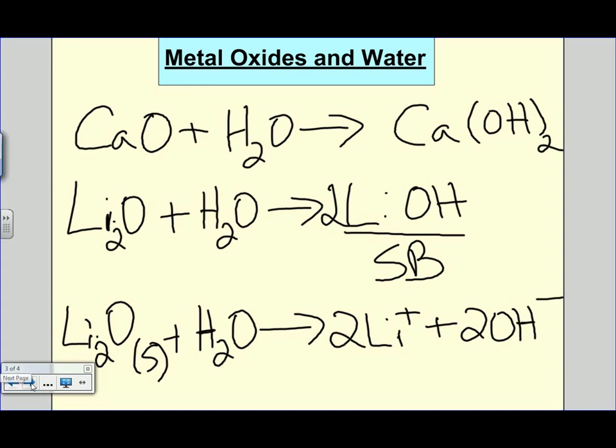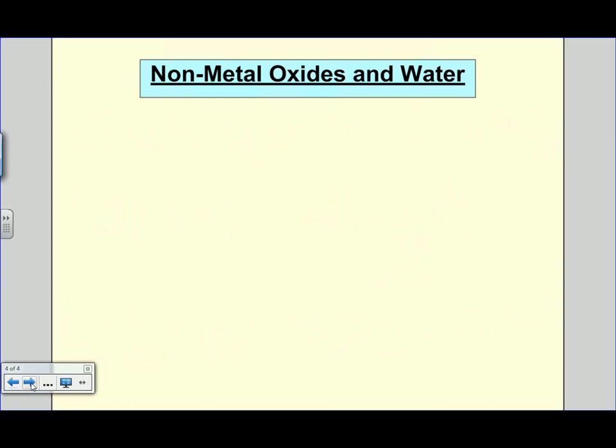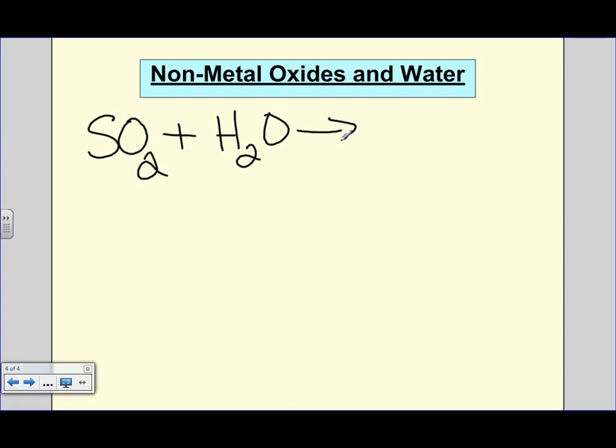Well, metal oxides will make bases. Non-metal oxides, however, will make the acids. So, for example, if we were to take sulfur dioxide gas and bubble it through water, now the difficult thing becomes determining which acid is produced. In order to be able to do this, we have to look at the oxidation number on the non-metal oxide. So we come back to the reactant side.